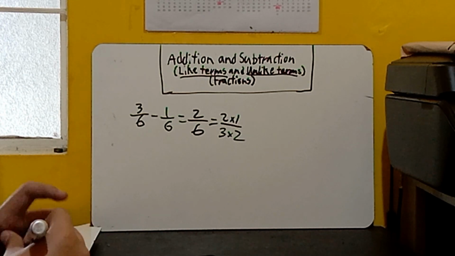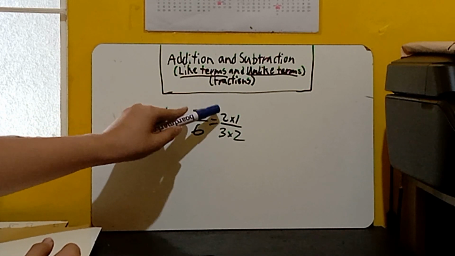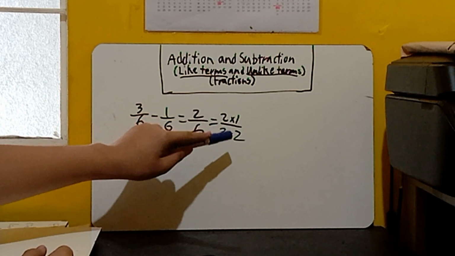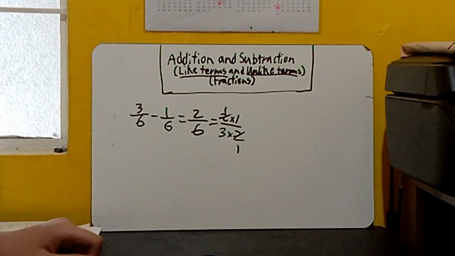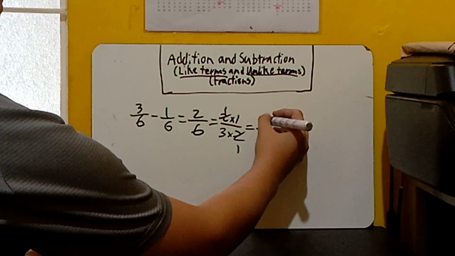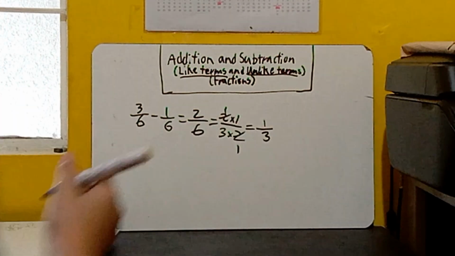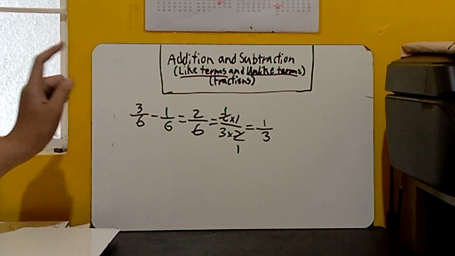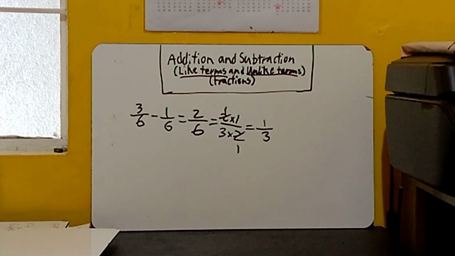Okay, good. Now we should be good to simplify it. In the numerator and denominator, they both have the number 2, so we can cross them out. Once we cross them out, the value is 1. So 1 times 1 is 1, and 3 times 1 is 3. So 3 sixths minus 1 sixth is equal to 1 third.